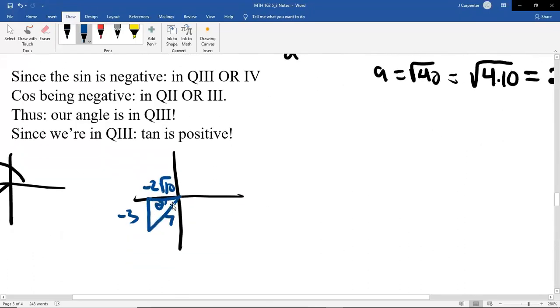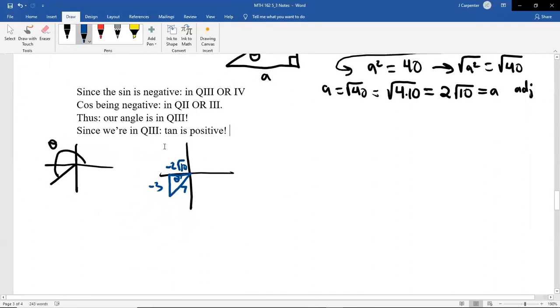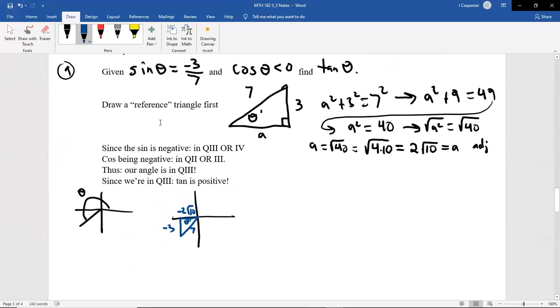Again, this is drawing the reference triangle in its relative position to the original angle. So now the terminal side is exactly where it would have been before. But you don't have to do things that way. Again, I'm showing you alternate ways of doing things because some people like to do them alternate ways.